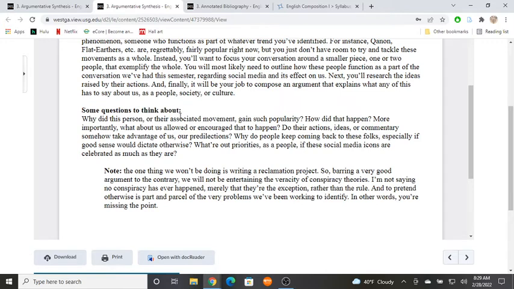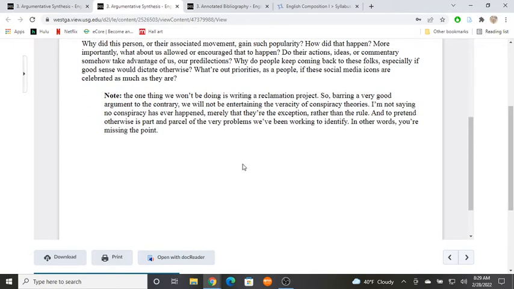Why did this person or their associated movement gain such popularity? How did it happen? Do their actions somehow take advantage of us, our predilections? Why do people keep coming back to these folks? What are our priorities if these people get celebrated for maybe doing these things sometimes? And then I have a note down here. This is important. What we won't do is write a reclamation project.